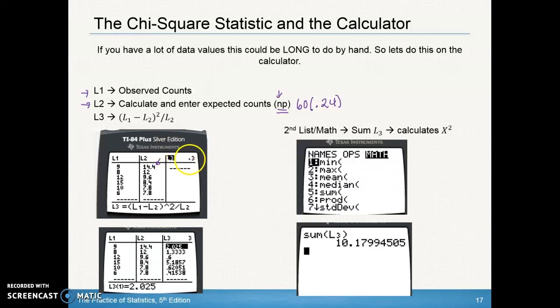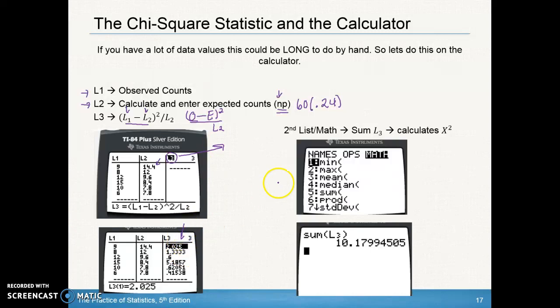Okay? And then what you're going to do is highlight list 3, and you're basically using your list 1 and your list 2 to get that information. So you're taking list 1, putting that in parentheses and subtracting list 2. Notice how list 3 is highlighted as you're doing this, okay? Squaring it, and then divide by list 2, because list 1 is our observed, list 2 is our expected. Make sure you put that in parentheses and square it, all divided by my list 2, okay? All right, so now you have list 3.